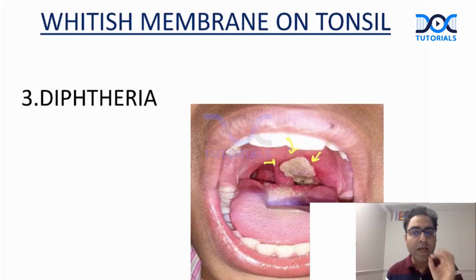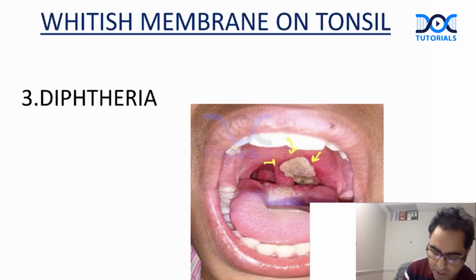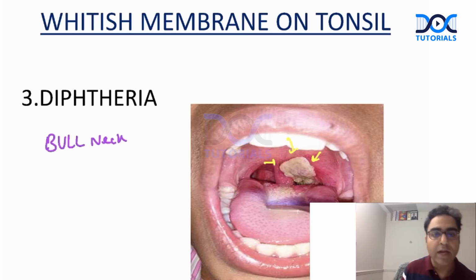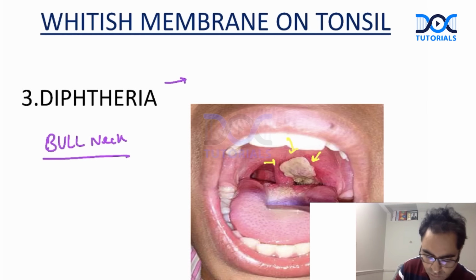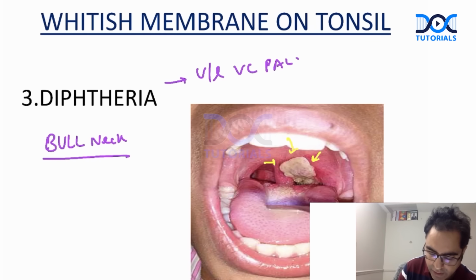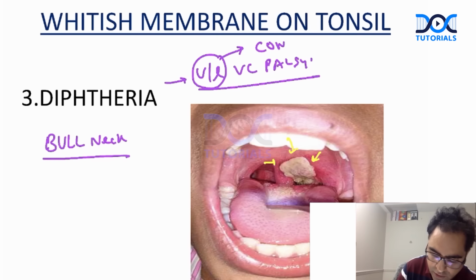It's going beyond the tonsil. The diphtheria patient will be a baby, a sick child with fever and bull neck. Don't forget bull neck, bilateral cervical lymphadenopathy. Along with the membrane, the history will be a sick child with bilateral cervical lymphadenopathy called bull neck. The patient is very sick and febrile also. Don't forget, diphtheria can cause unilateral vocal cord palsy as a complication, and the treatment of unilateral cord palsy is conservative. Additional question of diphtheria. This is a very popular clinical scenario.